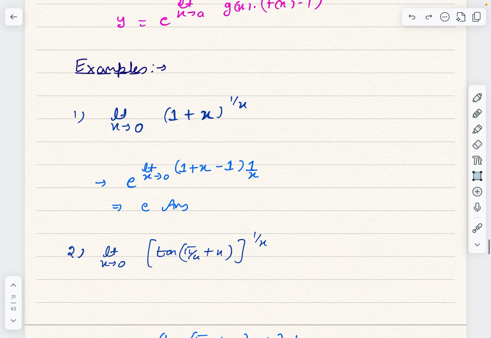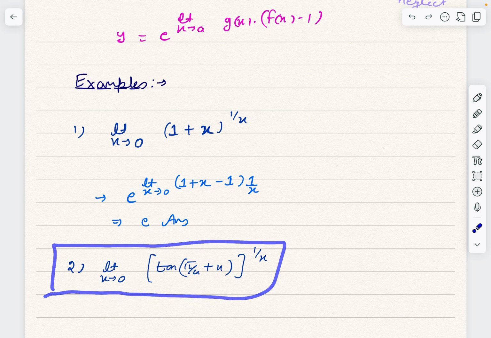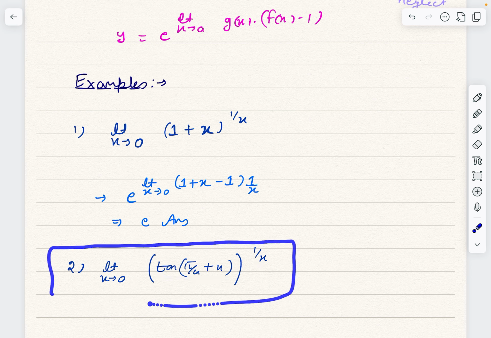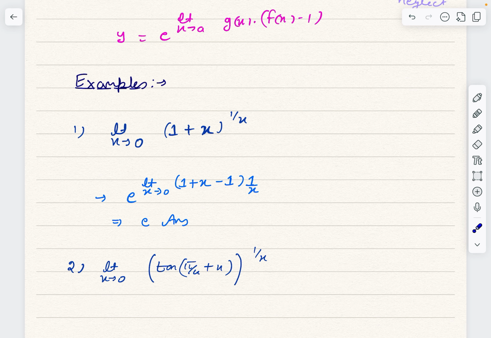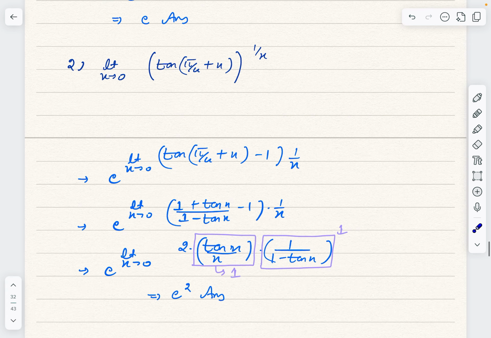Try this next problem yourself once. We have limit x tend to 0, (tan of (pi by 4 plus x)) whole power 1 by x. Give this problem a try, then we'll start discussion. Let us start discussion now. So the answer for this problem is e square.